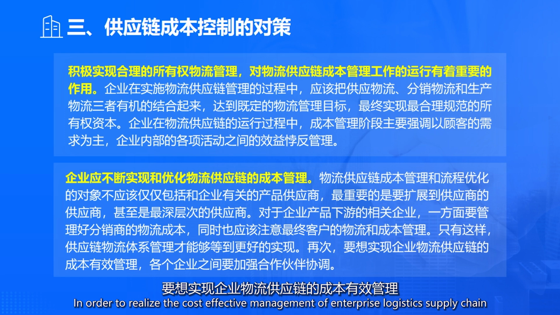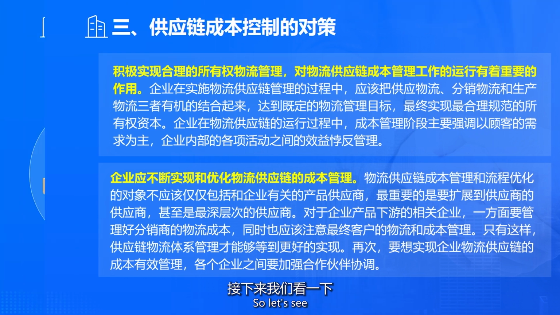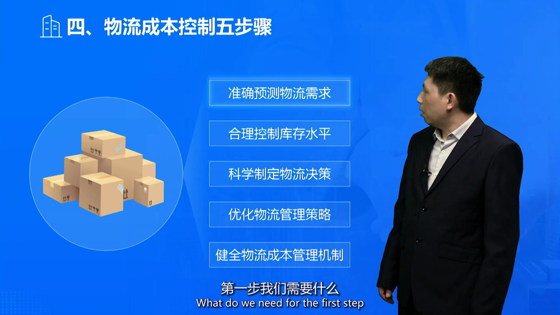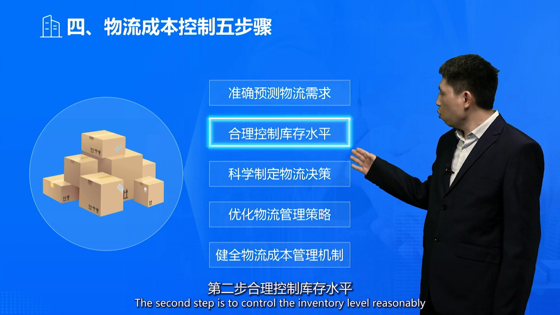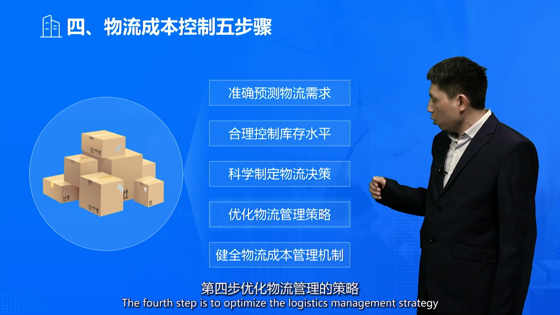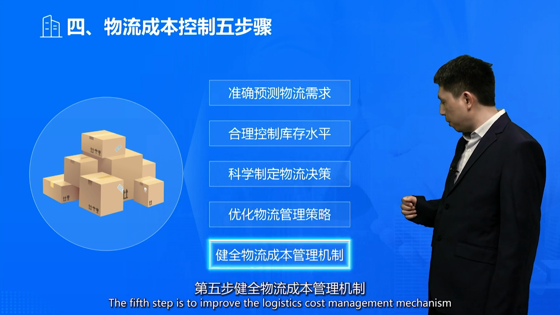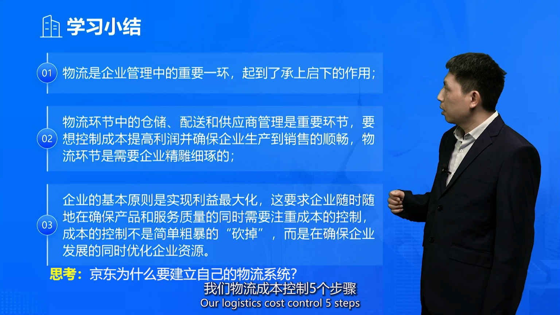Once more, in order to realize the cost-effective management of enterprise logistics supply chain, each enterprise should strengthen cooperation and partner coordination. So let's see the 5 steps of logistics cost control. What do we need for the first step? Accurately predict logistics needs. The second step is to control the inventory level reasonably. The third step is to make logistics decisions scientifically. The fourth step is to optimize the logistics management strategy. The fifth step is to improve the logistics cost management mechanism. These are our logistics cost control 5 steps.